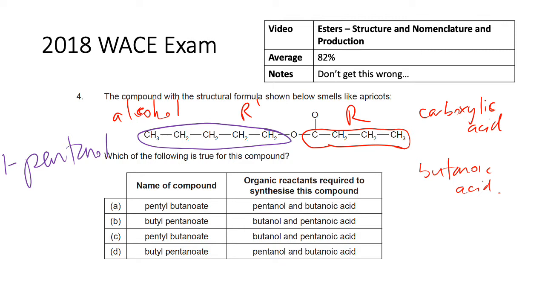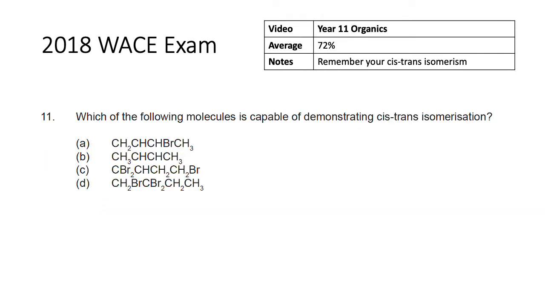It's pentanol and butanoic acid, so we can know that it's not this one, it's not this one, it's either this one or this one. All right, and its name is going to be pentyl butanoate, which is this one, which is A. So that's the one it is, A. Okay, cool. So let's move on.